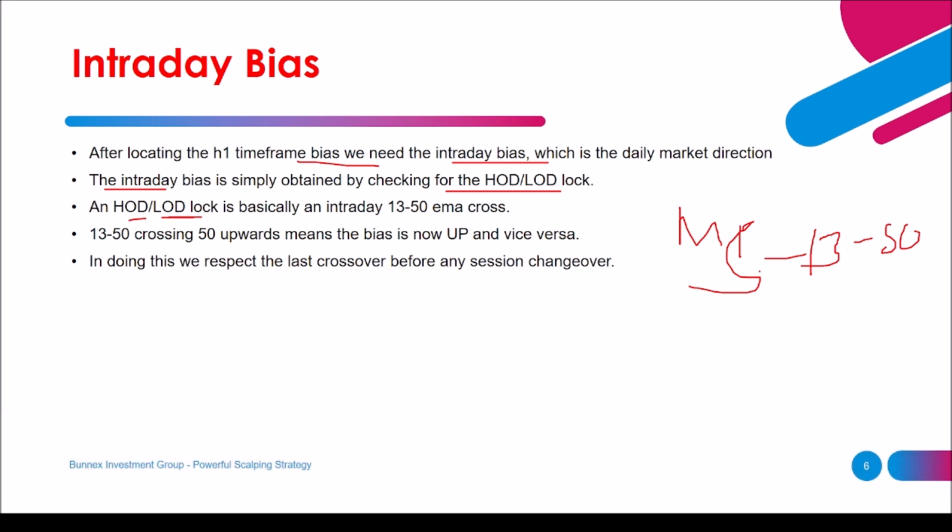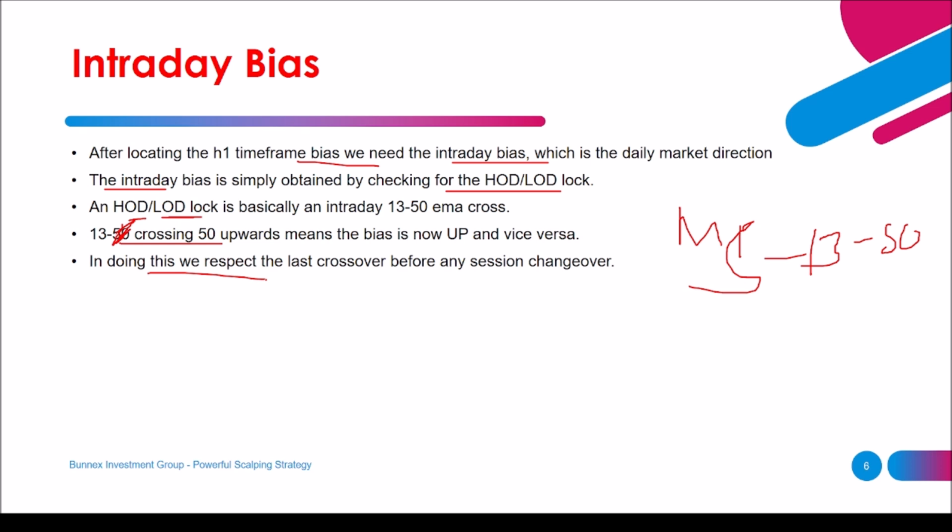that particular day. So in this case, we are saying 13 crossing 50 upwards means the bias is up, and vice versa. By vice versa, we are saying 13 crossing 50 downwards means the bias is down. So in doing so, we respect the last crossover before any session changeover, right?